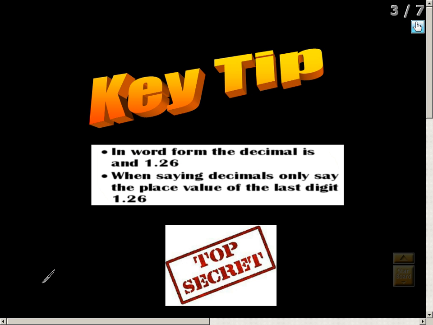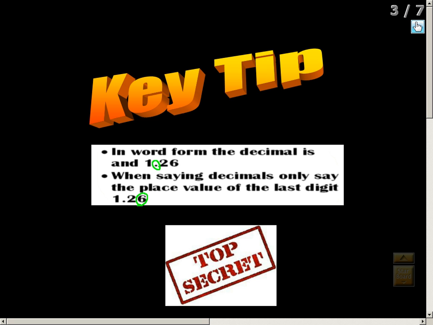Key tip for today, and something that you really need to write down in your notes: in word form, the decimal is "and." For example, if I'm taking a look at this number of 1 and 26 hundredths, it's important that the decimal stands for the word "and." And when saying decimals, only say the place value of the last digit. For example, if I'm taking a look at 1.26, this 6 falls in the hundredths place. So I say 1 and 26 hundredths.